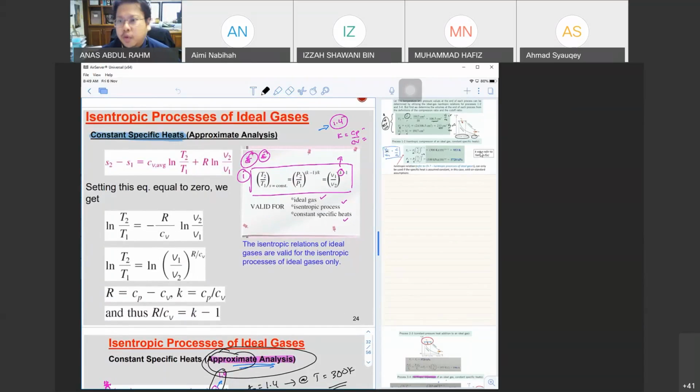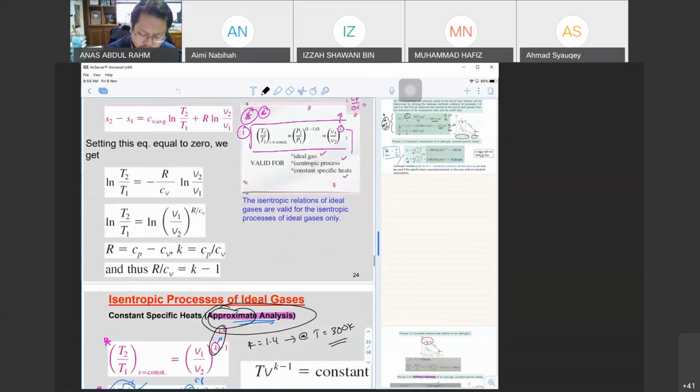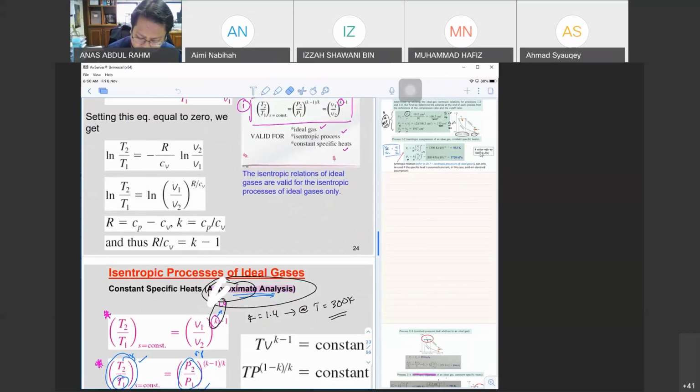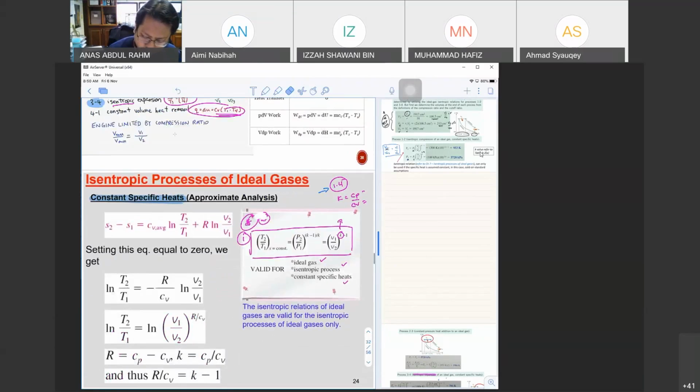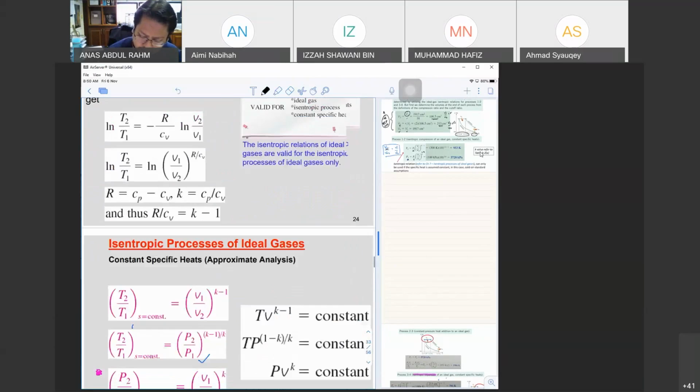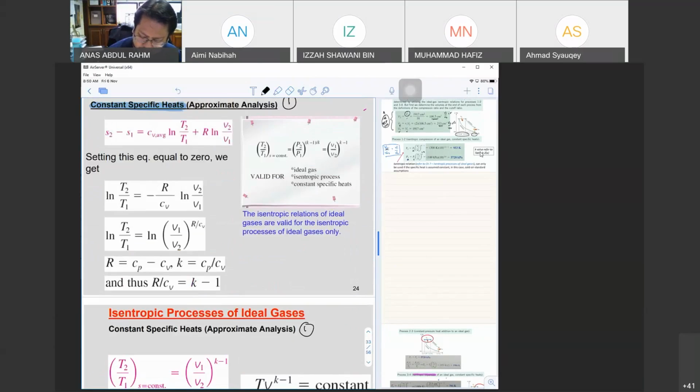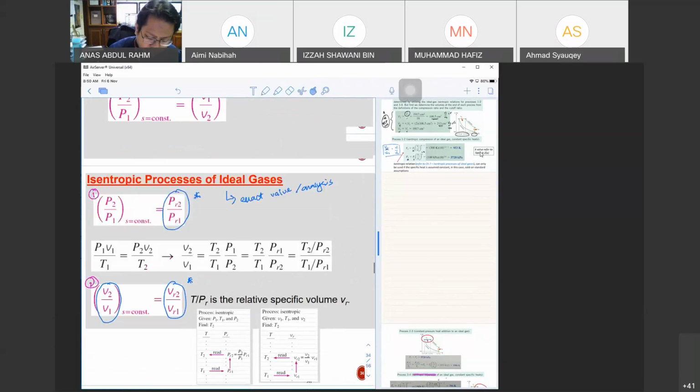Basically, you have two options or two methods to be used in calculating any isentropic processes. First, by using the approximate analysis, by employing the constant specific heat. Okay. So basically, approximate analysis, first one. The other one is by using the exact analysis.